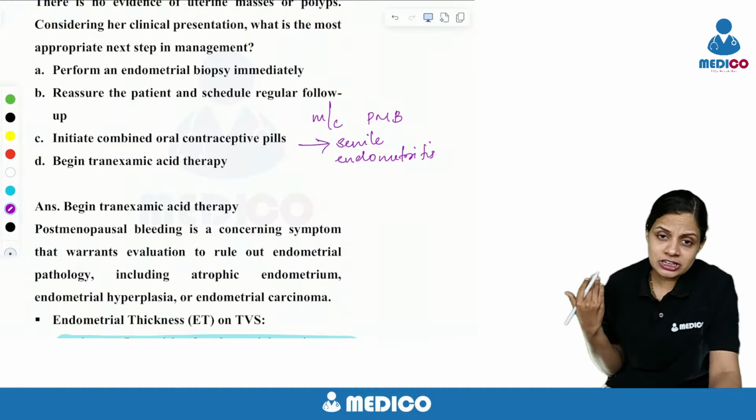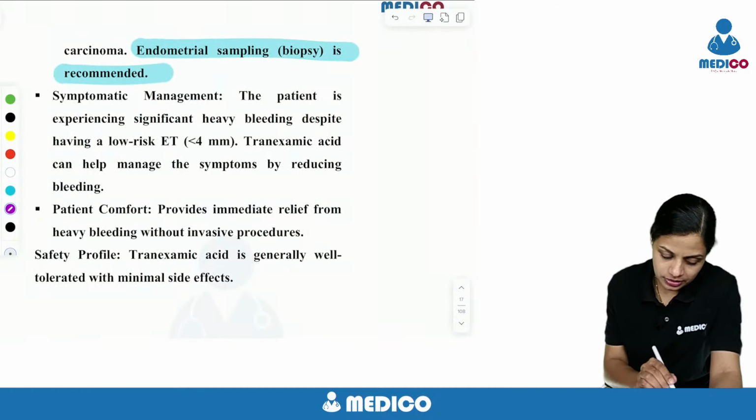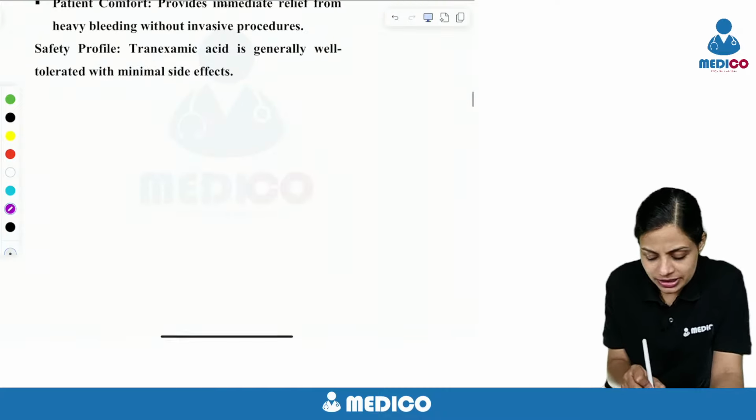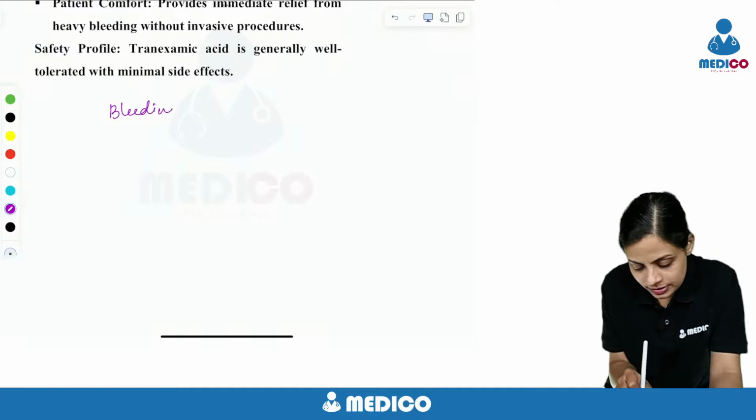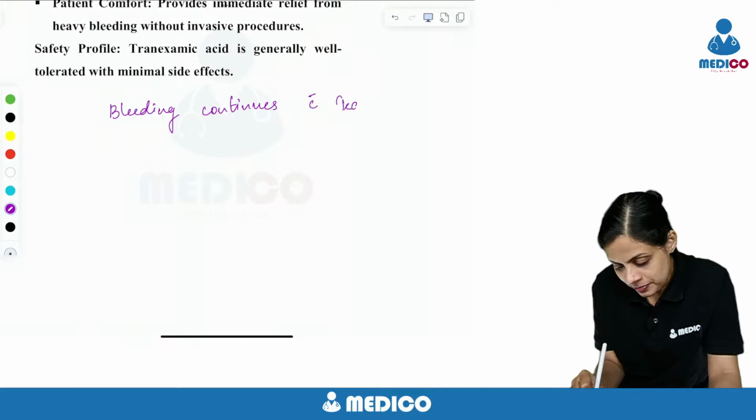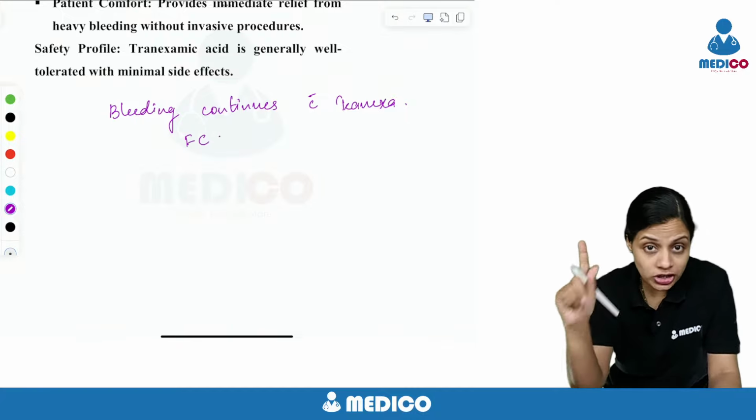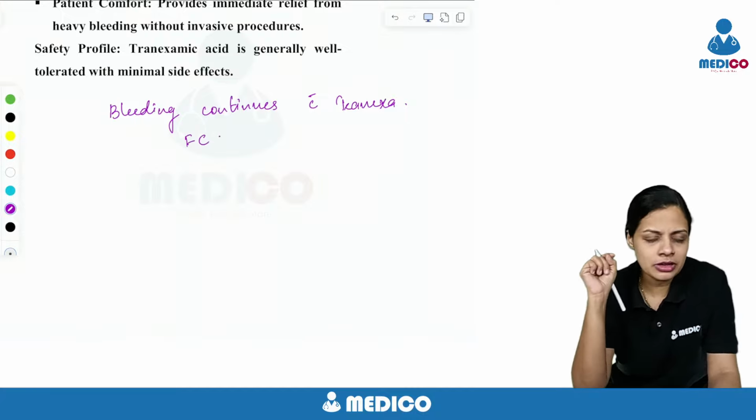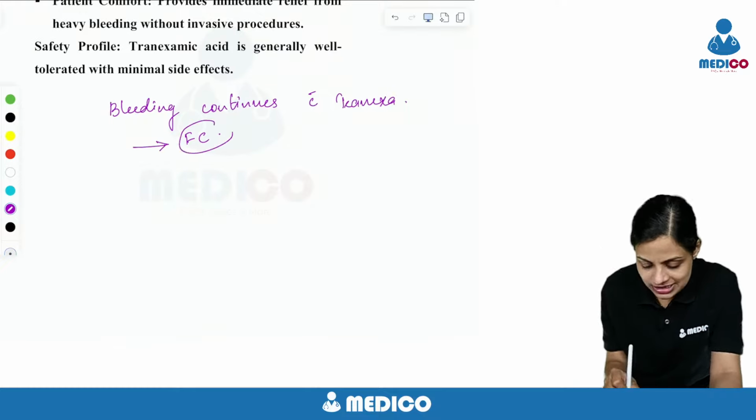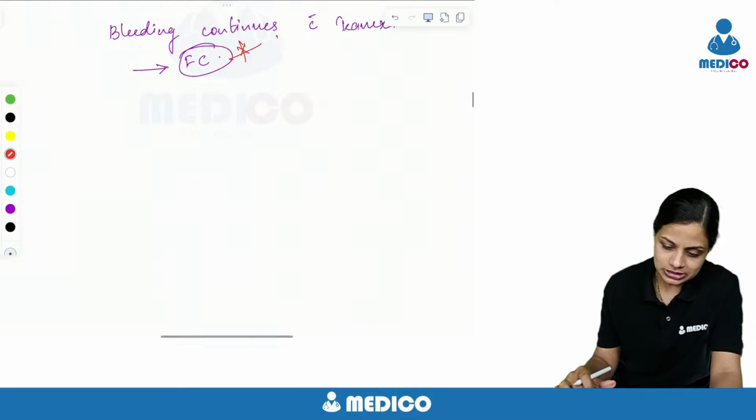Now, even after taking tranexamic acid, what if she continues to bleed? What will you do then? You've given her symptomatic management, tranexamic acid, and the bleeding continues. At that point, you have to do a fractional curettage, not an endometrial biopsy, because her endometrial thickness is less than 4 millimeters. If it continues with tranexamic acid, what is the next thing that you do? It is a fractional curettage. All right. Is that clear? Let's go to the next question.